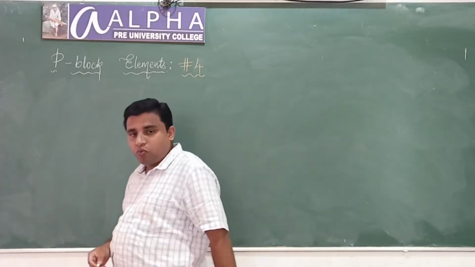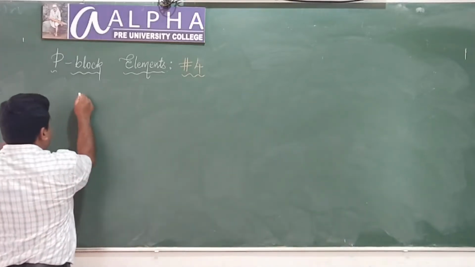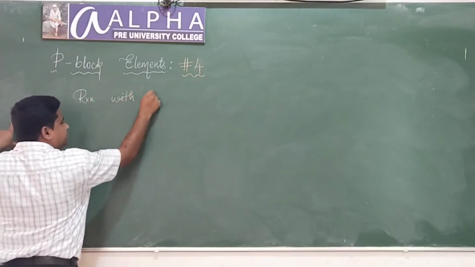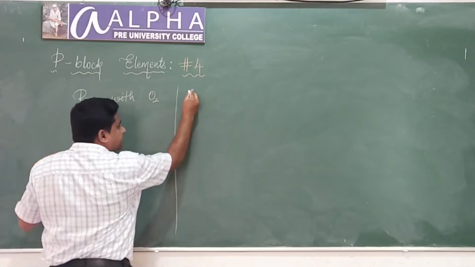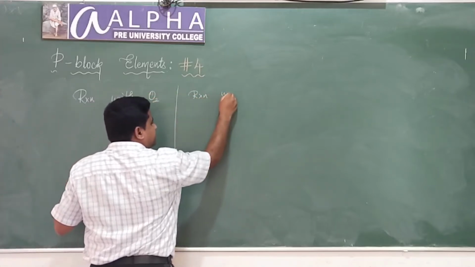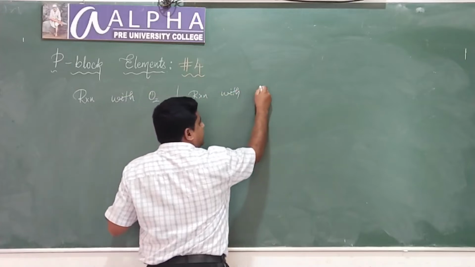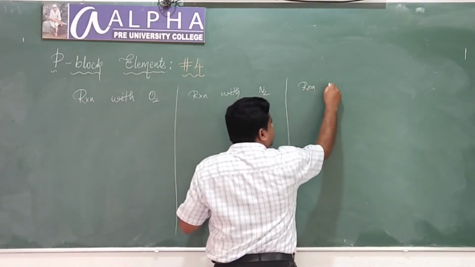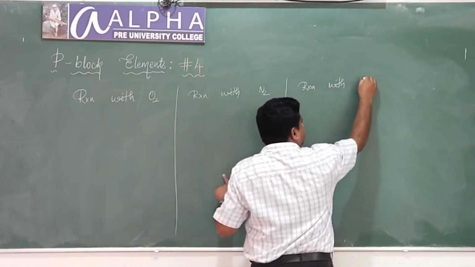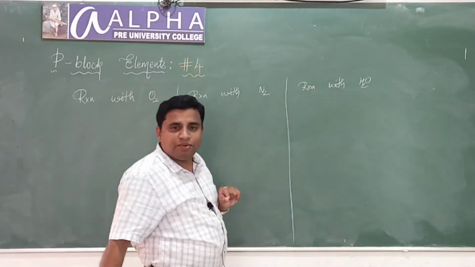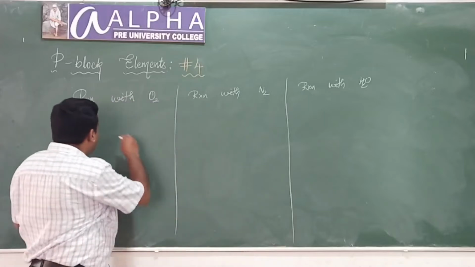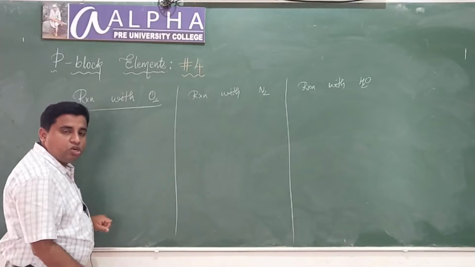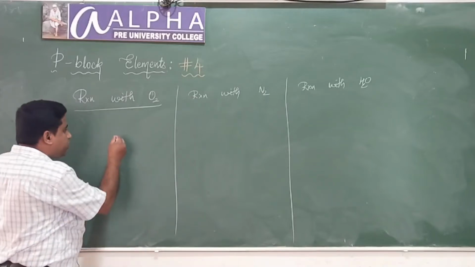What are they? One, reaction with oxygen. Then reaction with nitrogen, then reaction with water. Did we complete these three reactions? Yes. I told you that boron family elements react with oxygen to form two types of oxides. Which are those two types of oxide?